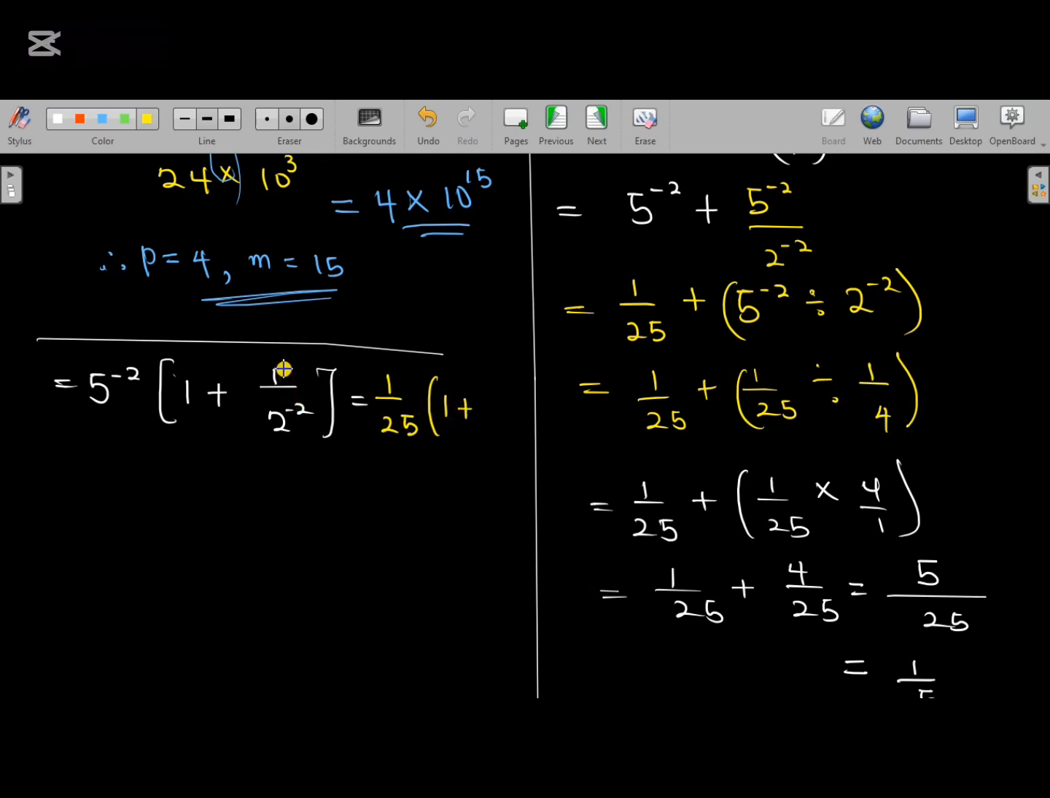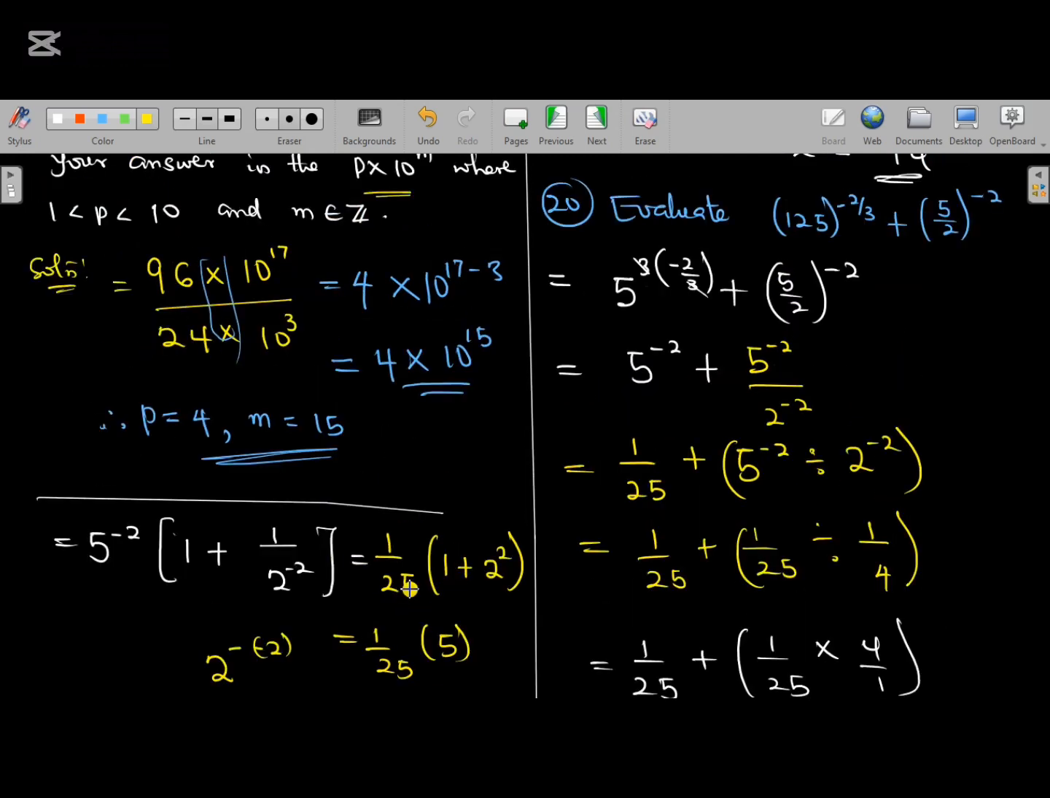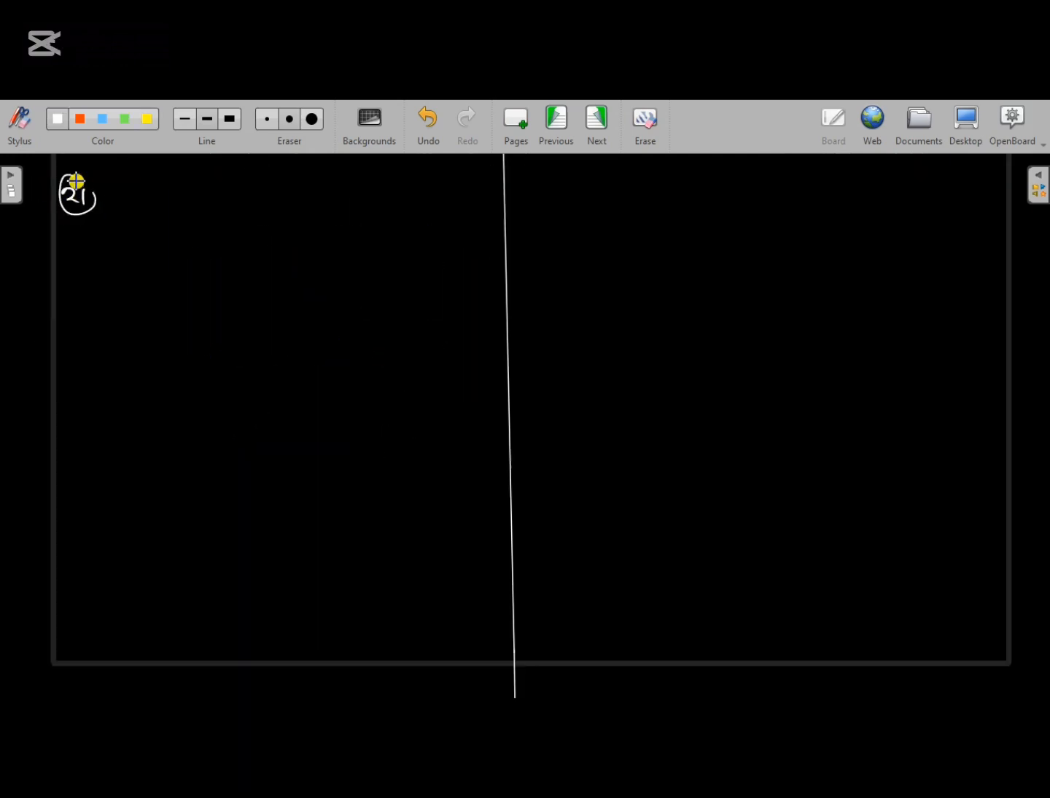Remember we said that whenever you have 1 over a negative index, you can actually write it as you change this to negative. So this is going to be 2 raised to the power of minus minus 2, which will now turn to plus. Okay, which is going to be 1 over 25 into the bracket of 1 plus 4, which is 5. So this will now cancel out to give us 1 over 5. So I think that factorizing out will be a little bit faster for us, but either way, anyone you choose is also okay. So we move over to 21.